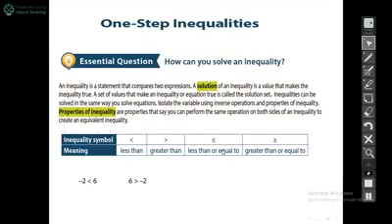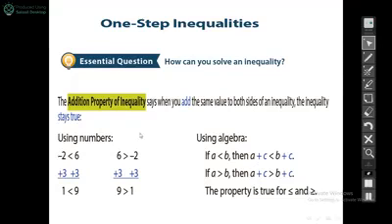An inequality is a statement that compares two expressions, and a solution of any inequality is the value that makes the inequality true. An inequality can be solved in the same way you solve an equation, by isolating the variable using inverse operations. Properties of inequality are properties that say you can perform the same operation on both sides of an inequality to create an equivalent inequality. So here we have the inequality symbols that we use: less than, greater than, less than or equal, greater than or equal.